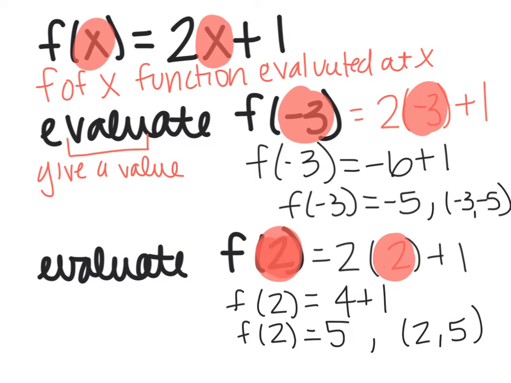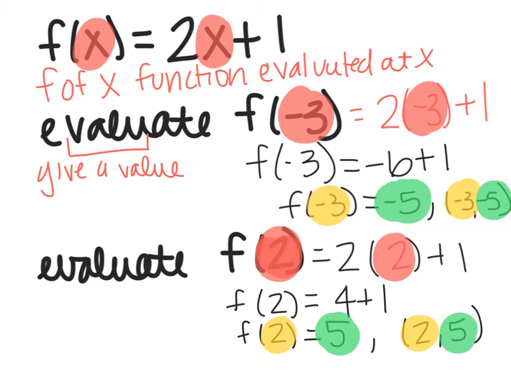So just focusing on that ordered pair part for a second. I'm going to change colors here so we can see this a little bit differently. And you can see where I got these numbers from. So the 3 that was in the parentheses, it's my x value. The 2 that was in the parentheses that we were evaluating with, it's my x value. And what that equaled when we worked it all out was my y value. So in the first one it was negative 5, and in the second one it was positive 5. That's where those numbers are coming from.